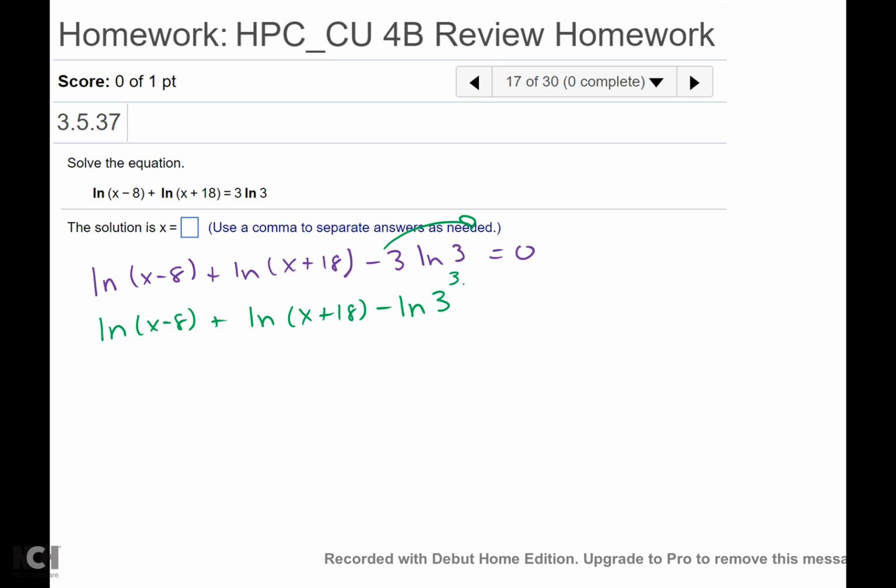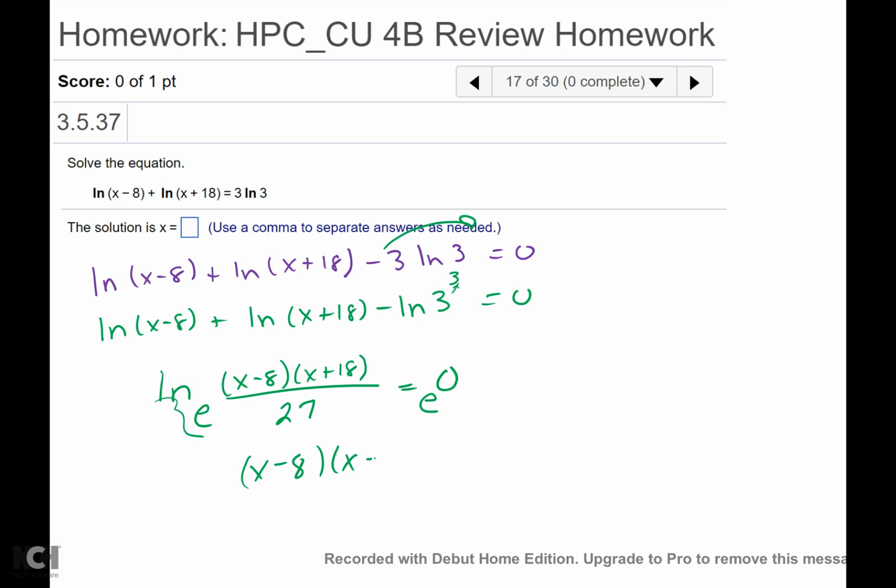Okay, so now if I equals 0. So now if I write this all as 1, I can rewrite addition using multiplication: x minus 8 times x plus 18, divided by 27, because 3 cubed is 27, equals 0. Now, if I roll the natural log, the log rolls over, e moves over, anything to the 0 degree is 1. So I have x minus 8 times x plus 18 all over 27 equals 1.